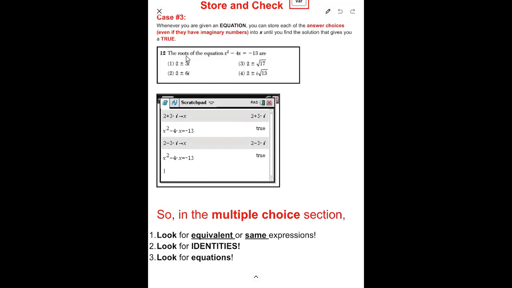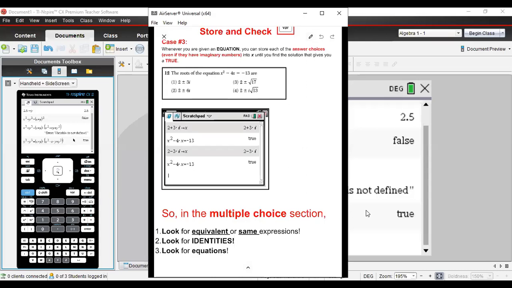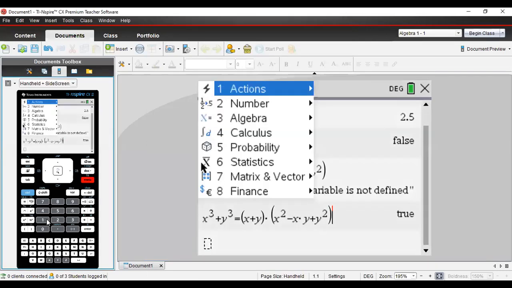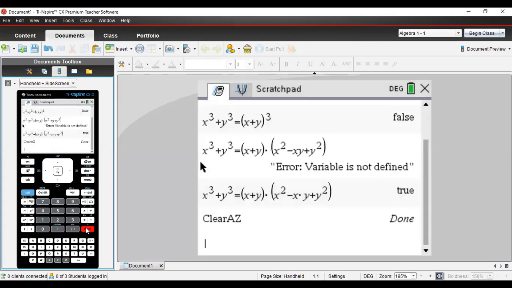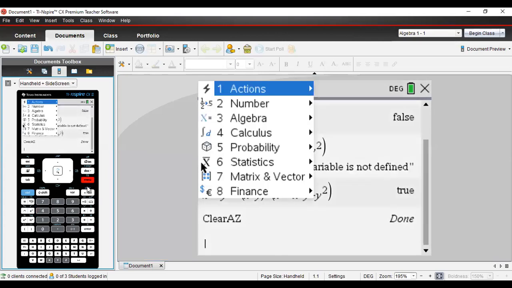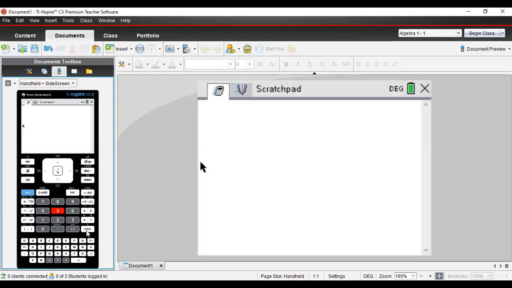So what we're going to do is go through and check each one of these answer choices by storing them into x, and see which one gives us a true statement. Okay, so let's do that. Grab the calculator. I'm going to go menu 14, delete the variable, boom. And then menu 15 to clear the screen.